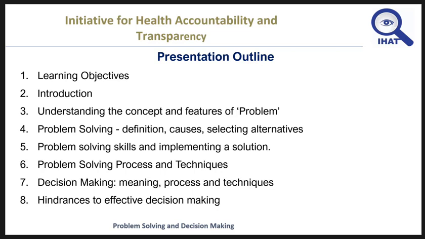We will be looking at the following outline during this presentation. We will look at the objectives that this course should achieve at the end of it. We'll look at a brief introduction. We'll understand the concept and features of the word problem. We will be able to define the cause and select alternatives in problem solving. We'll look at problem solving skills and implementing a solution. We'll also look at problem solving processes and techniques. We'll look at decision making, its meaning, process and techniques, and also the hindrances to effective decision making.